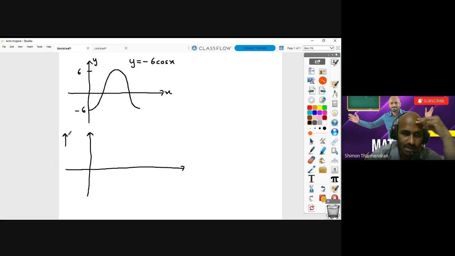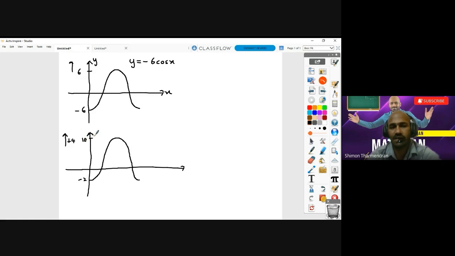Saya nak tolak graf ni ke atas 4 unit, plus 4. Minus 6 plus 4 is minus 2. And 6 plus 4 is 10. So now the graph is going to look like this. My lowest value is minus 2. And the highest value from 6, you push up another 4, you'll reach 10.